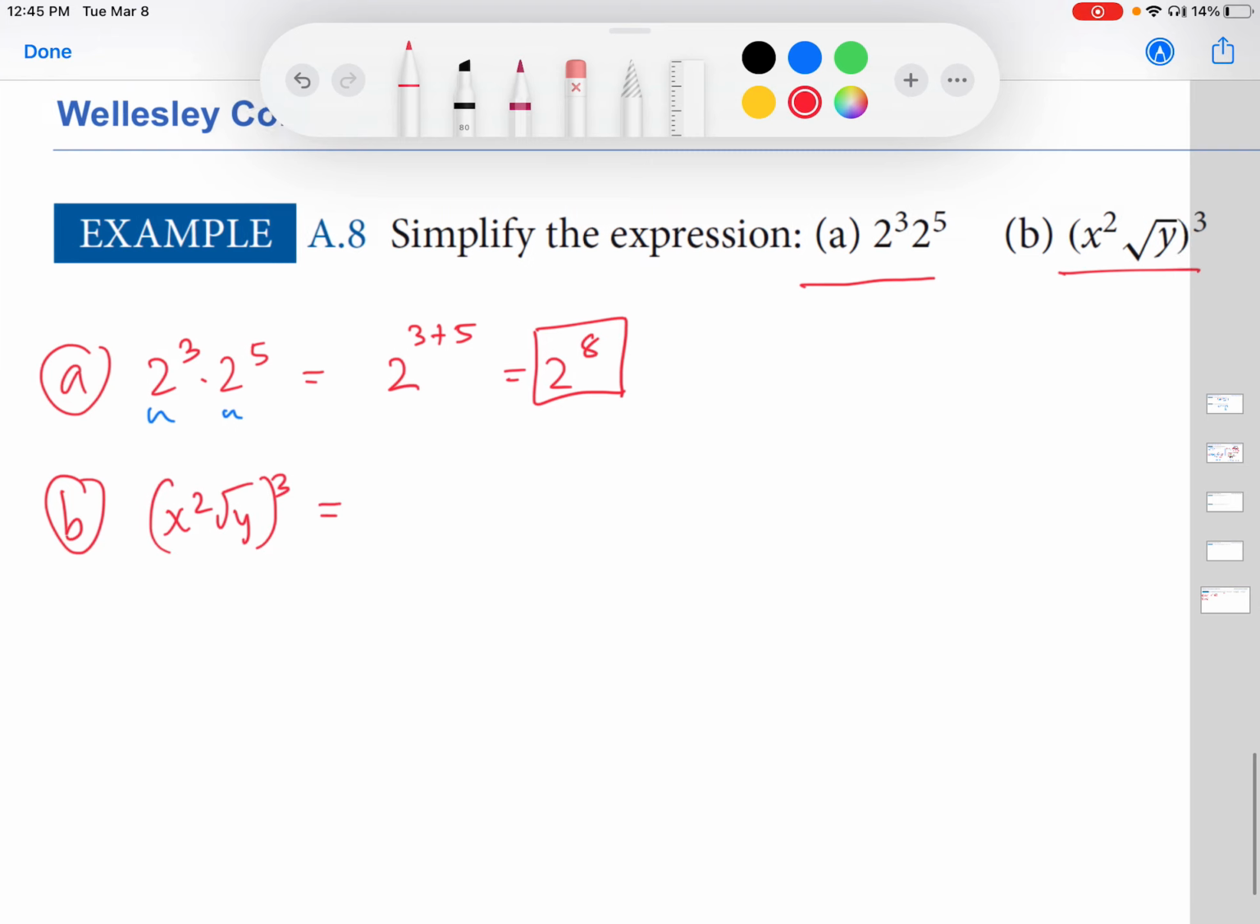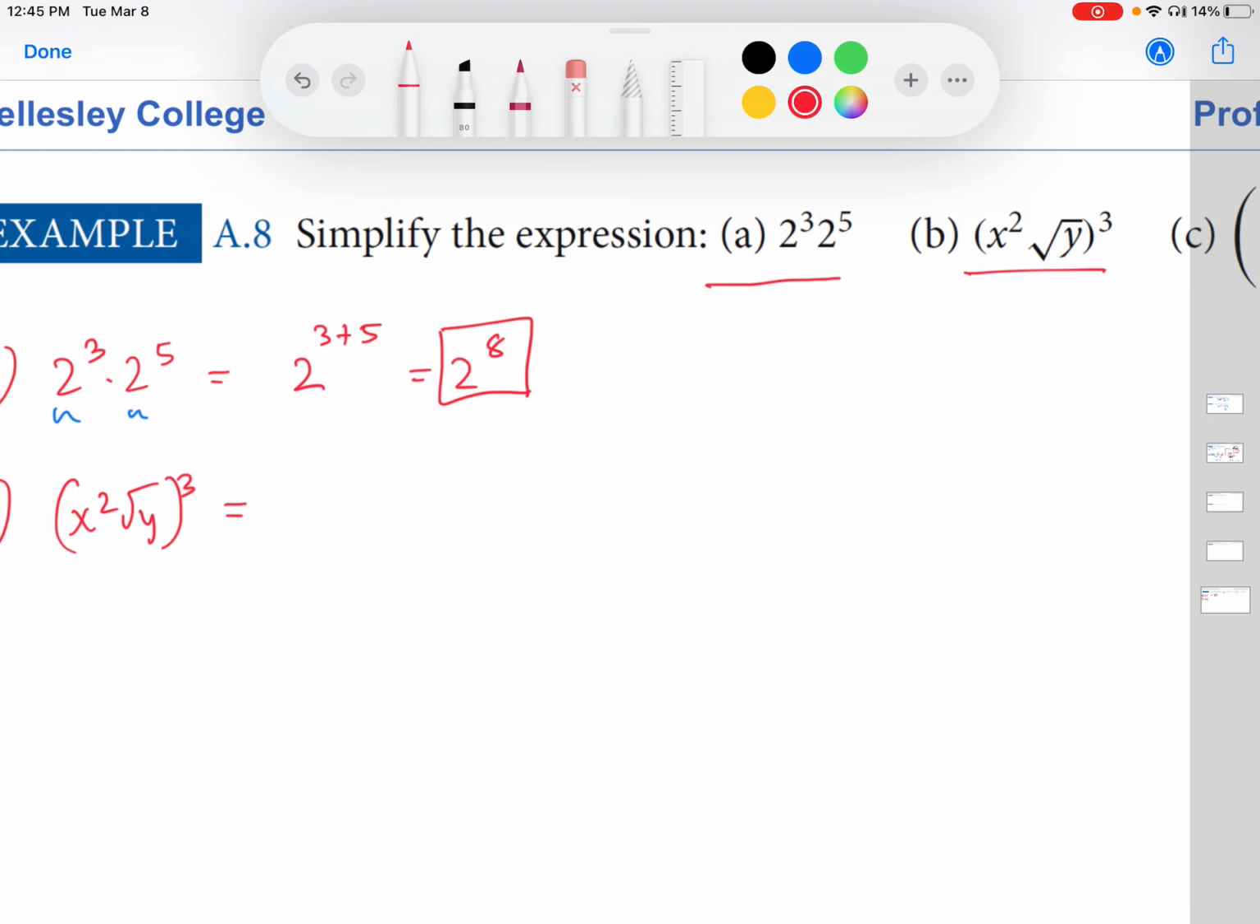We're being asked to cube the product of x squared with square root of y. So the property of exponents we're going to use here is that this cubing is going to apply now to both x squared and to the square root of y. So that's the first property we'll use. Next property we'll use here, let's take it step by step.